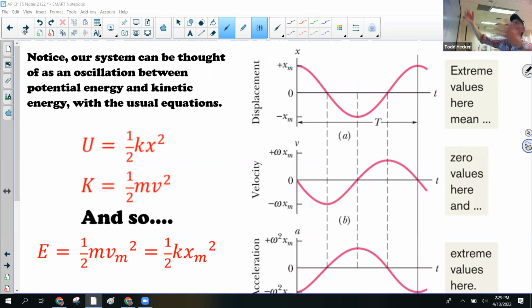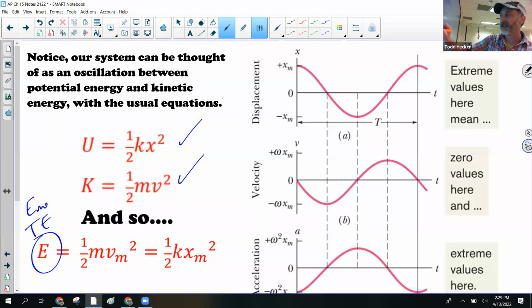Notice our system can be thought of as an oscillation between potential and kinetic energy. Here's our potential energy. Here's our kinetic energy. Our total energy, what we often call mechanical energy. Remember, at the end points, all of our energy is potential energy.